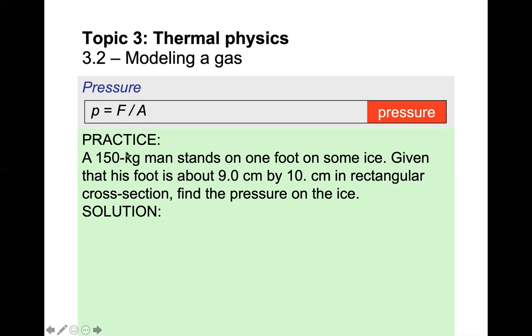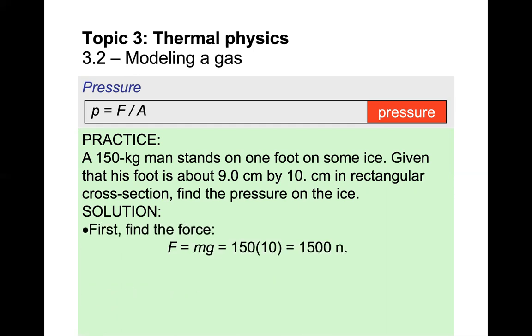So the first thing you need to do is calculate the force. You know the mass of the man. So mass times gravity would be the force. So you could calculate the force acting here, and then you could calculate the area. So area is 9 centimeters by 10 centimeters. Convert these centimeters to meters, and you will get the area. And then you can use this formula, and you could get the pressure.